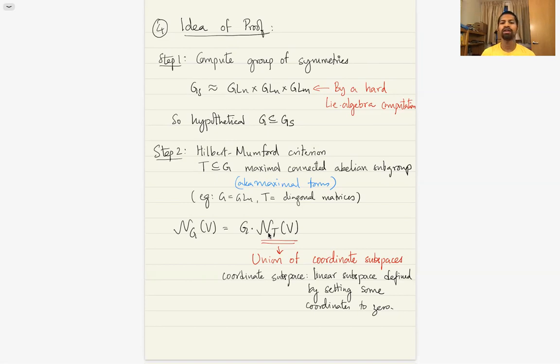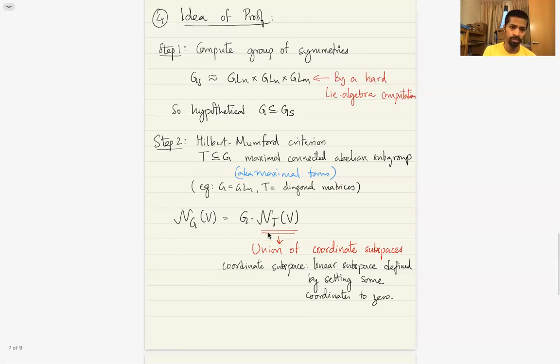In the case of GLN, a maximal torus would be just the set of diagonal invertible matrices. But perhaps what's really important is that if you look for the null cone of a torus, then it looks like a union of coordinate subspaces. By coordinate subspace, I just mean a subspace where you say certain entries must be 0 and certain entries could be whatever they feel like. That defines a linear subspace, and the null cone for a torus will always be a union of such coordinate subspaces. So that gives us some idea as to how a null cone should look.